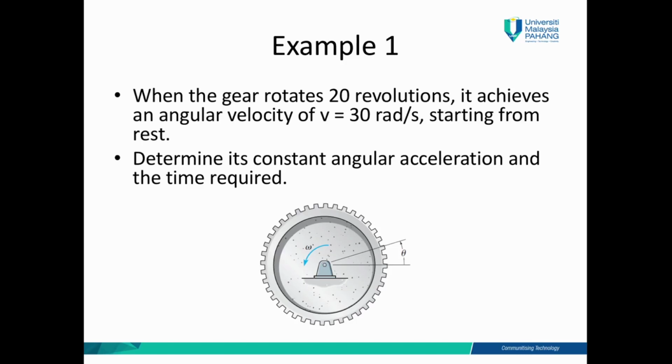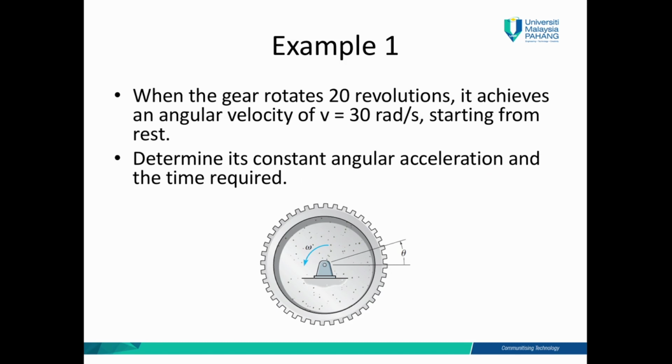Okay, so let's take a look at our first example. So let's say you have a gear that when the gear rotates 20 revolutions, 20 full circles, it achieves angular velocity of ω equal to 30 radian per second, starting from rest, starting from ω equals 0. Determine the constant angular acceleration and the time required.